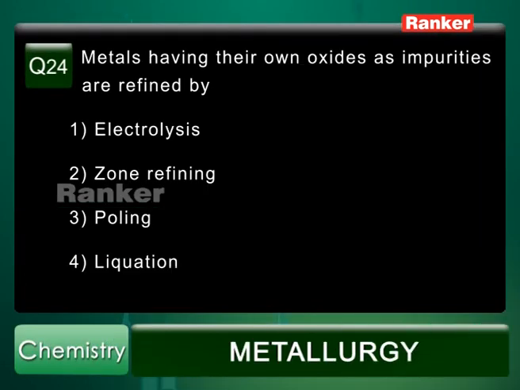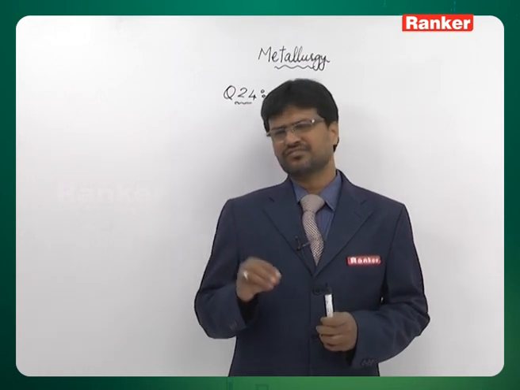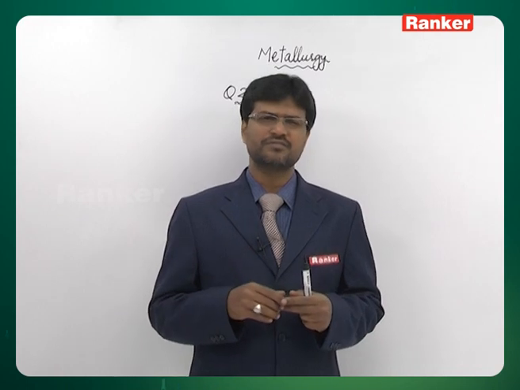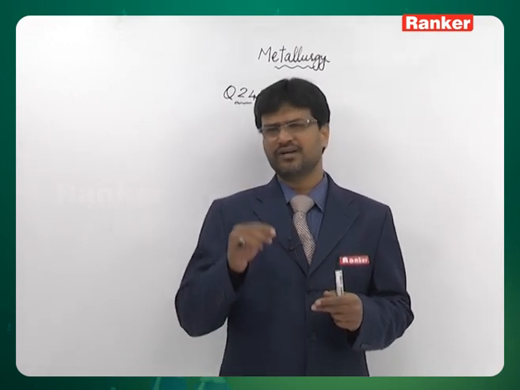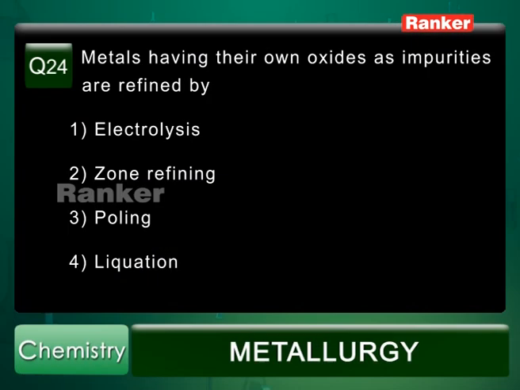Question number 24. Metals having their own oxides as impurities are refined by, first option electrolysis, second option zone refining, third option poling, and fourth option liquation. The correct answer is poling, third option. Example is copper. When you get blister copper that consists of some copper oxide as impurity, we stir it with green wooden poles, green wooden logs, and the hydrocarbons present in the wooden poles will reduce the metal oxide to metal. This is a very old technique called poling.